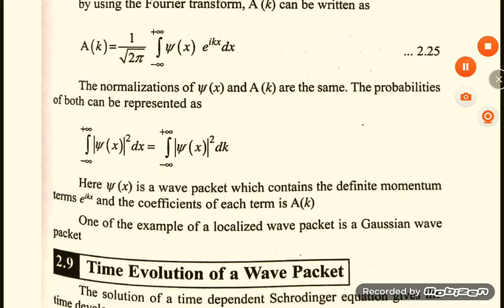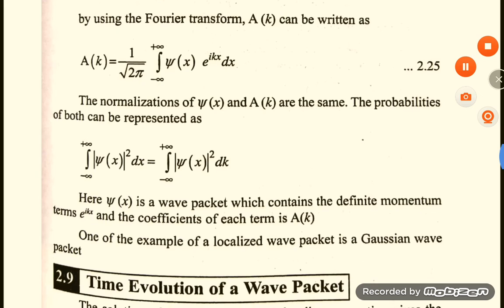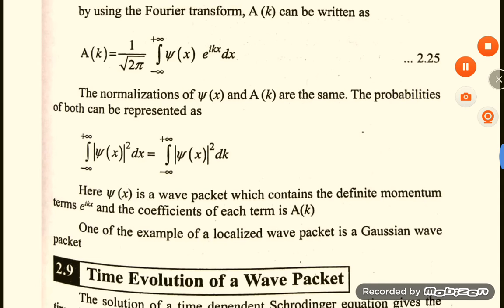One example of a localized wave packet is the Gaussian wave packet. So what is the Gaussian wave packet? Already we discussed that. Within the delta x region, the particle should be present. In that region, if you draw a line for the Gaussian distribution, it is a symmetric curve at any place. So that is a Gaussian wave.